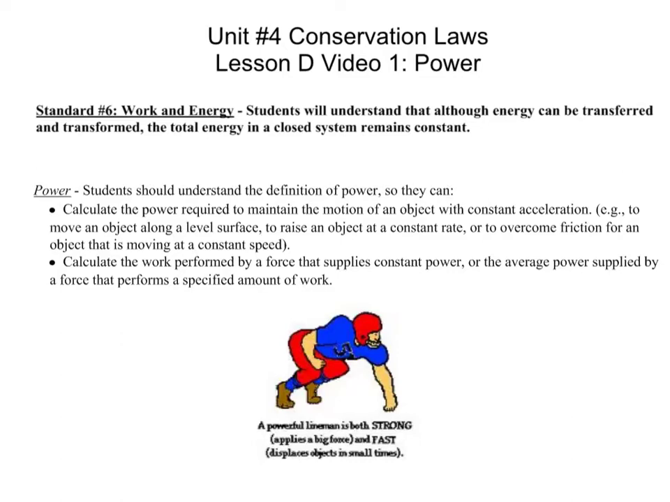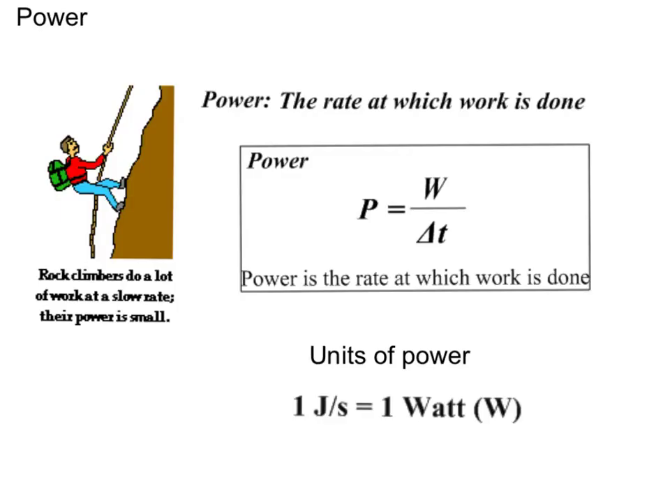So here we go. In many situations, it's useful to know how quickly energy is transferred or transformed. For example, when passing a truck, your car needs to transform a certain amount of chemical energy into kinetic energy. That makes a big difference whether your engine can do this in 20 seconds or 60 seconds. So this question, how quickly, implies that we are talking about a rate. The rate at which work is done is called power.